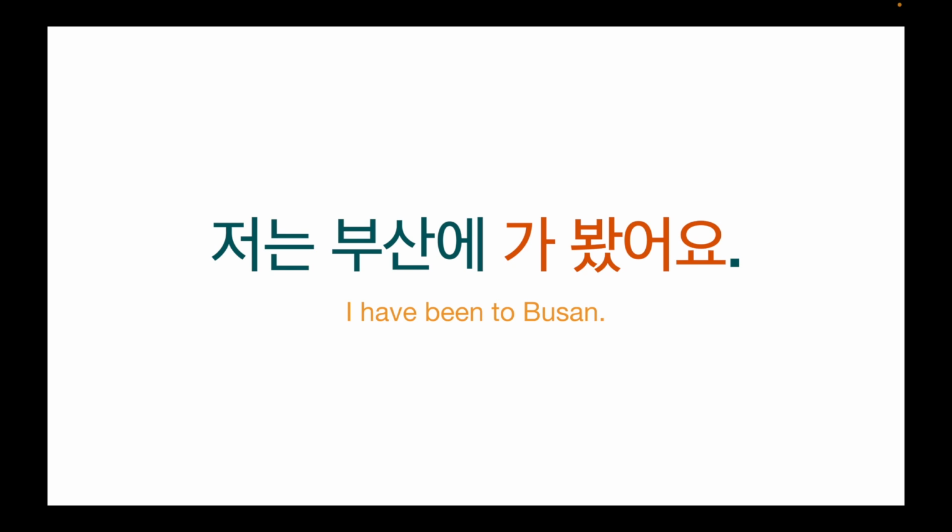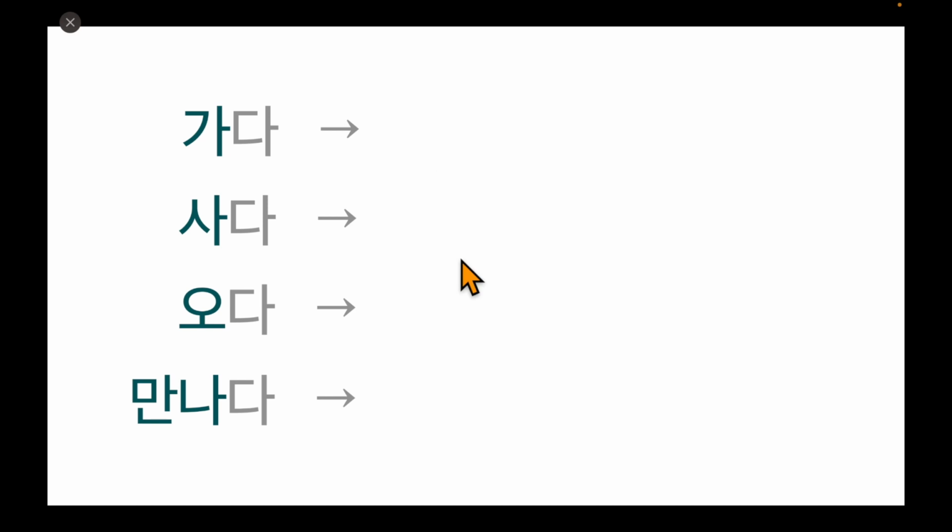Let's practice 아보다 with a few more examples. Take a look at these verbs. 가다 means to go. 사다 means to buy. 오다 to come. 만나다 to meet. Since all of these verbs have stems that end in the vowels a or o, we add 봤어요.